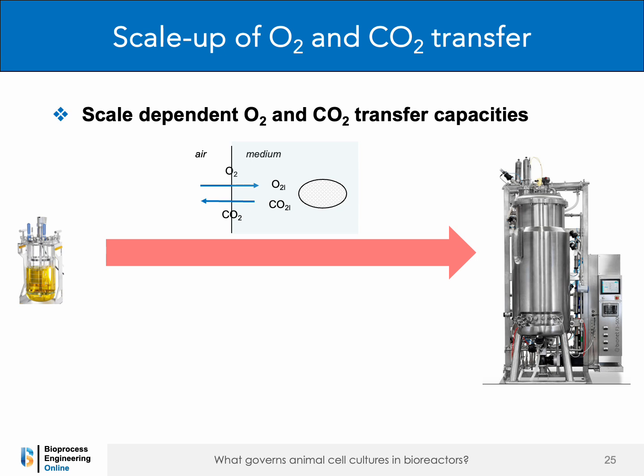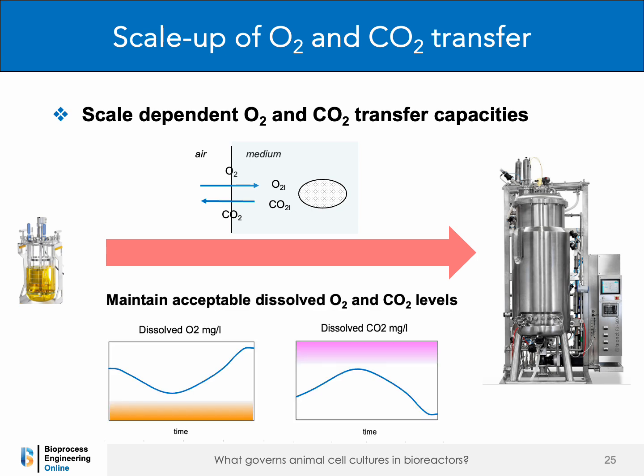Moreover, scaling up aeration may introduce additional challenges, such as foaming and cell damage from bubble rupture at the overhead air interface. In practice, the objective of scale-up is not to reproduce the exact time course of gas concentrations, but rather to ensure that dissolved gas levels remain within physiologically acceptable ranges. Oxygen must be maintained above critical levels to sustain metabolism and viability. Carbon dioxide must be prevented from accumulating to excessively high concentrations that can inhibit growth and reduce productivity.